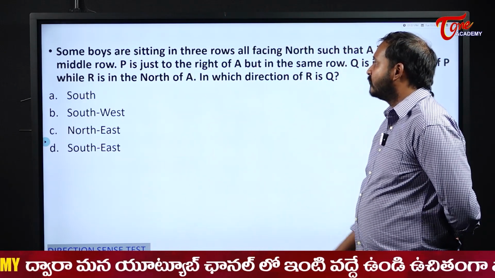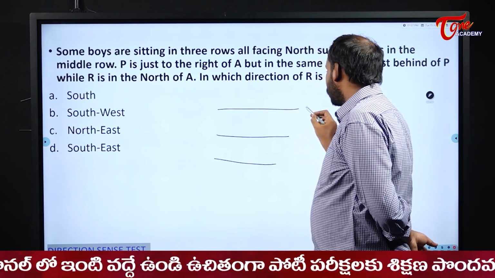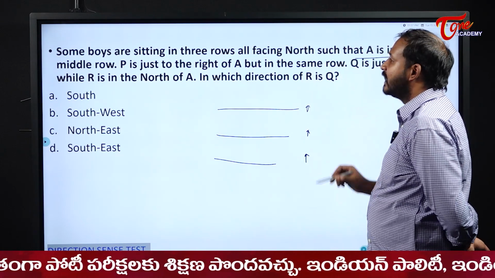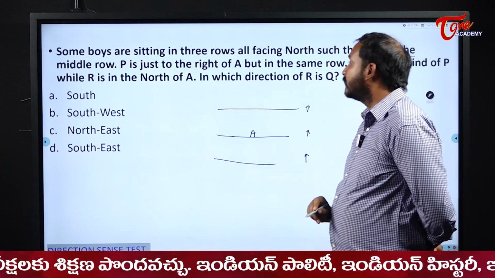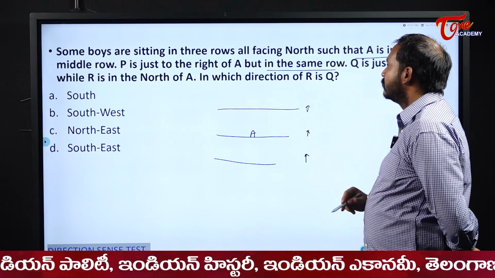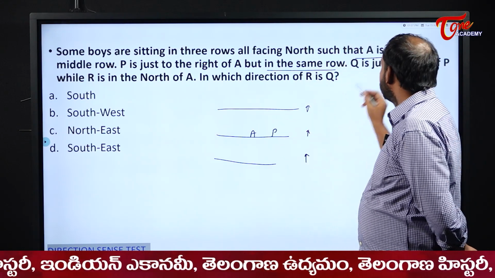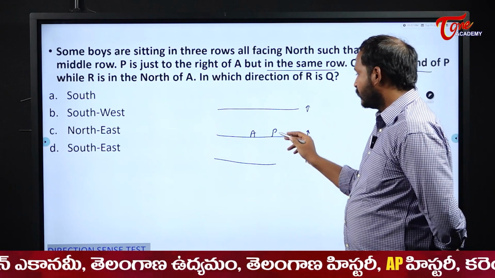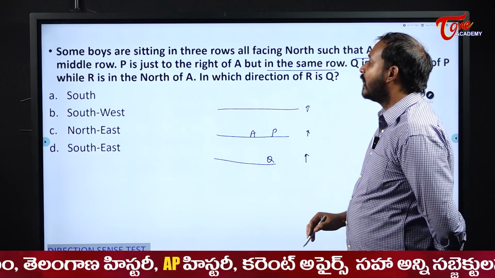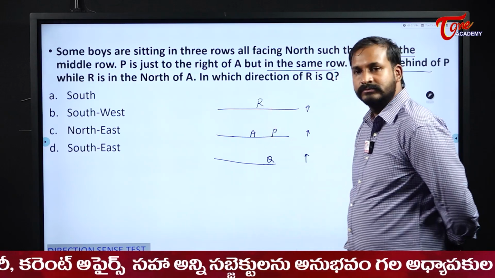Some boys are sitting in 3 rows, all facing north. Okay, 3 rows. All are facing what? Northward direction. Such that A is in the middle row. Okay. P is just to the right of A but in the same row. Okay. P is here. Q is just behind P. Q is just behind P means he will come here. Back side of P. While R is in the north of A means what? R will go here. North of A.